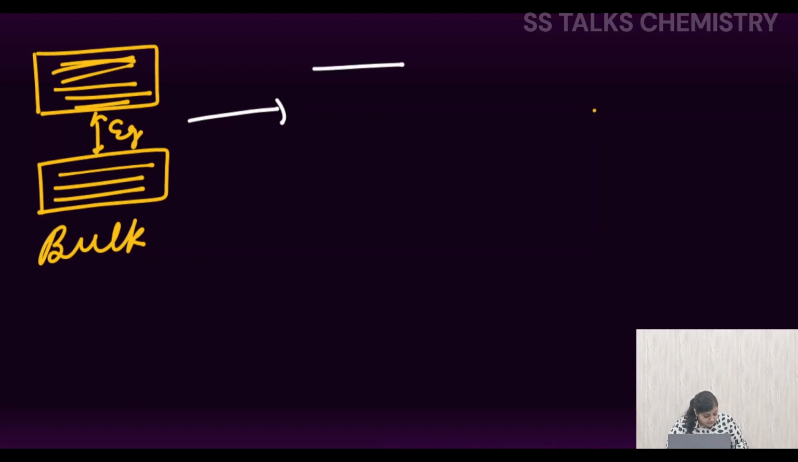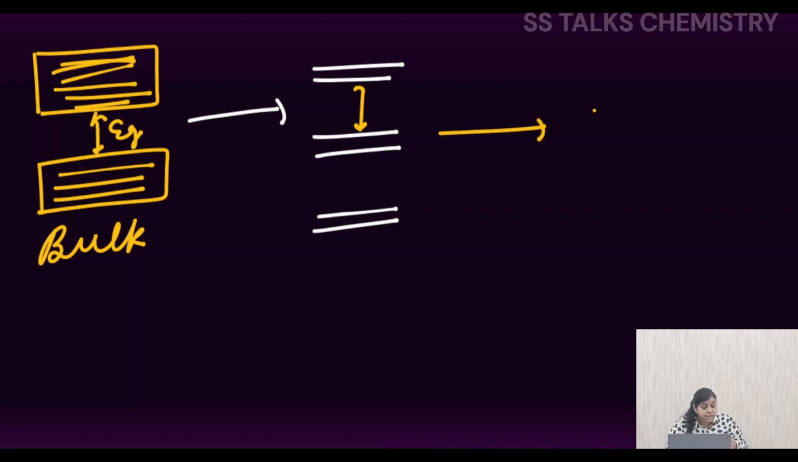You will observe these gaps. Instead of the bands, these discrete energy levels start forming like this. So this is the gap we now observe between these energy levels. Further, if you decrease the size, you will observe more discrete energy levels like this, and the gap will be present between these energy levels.